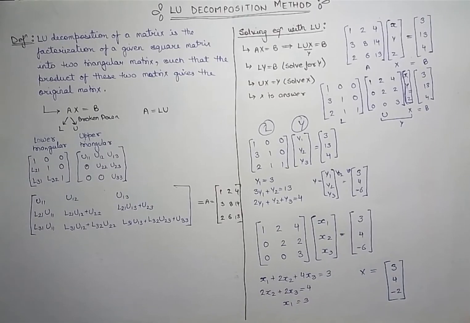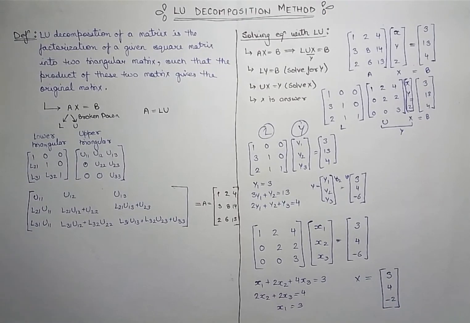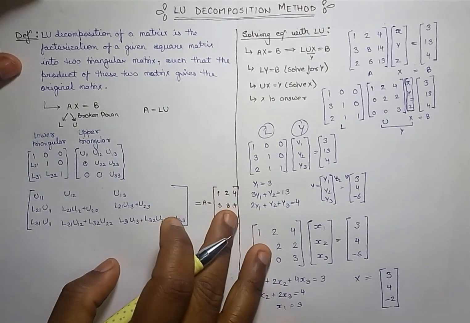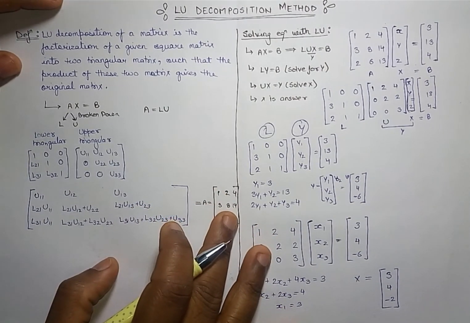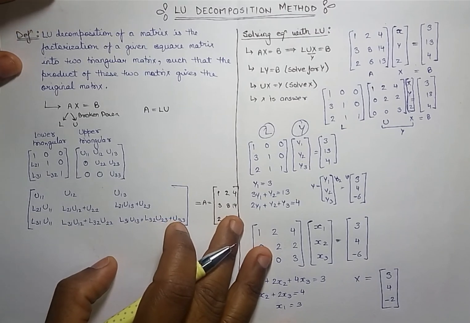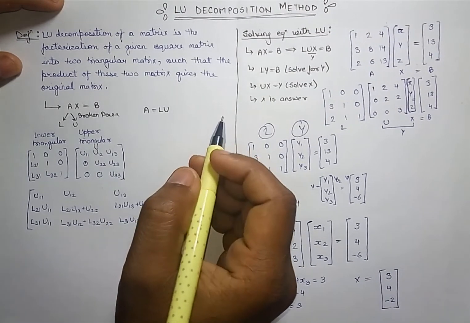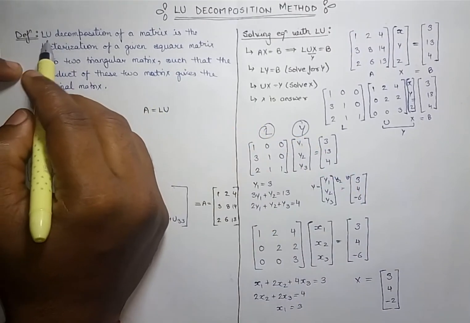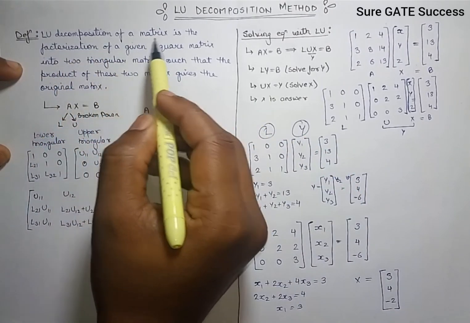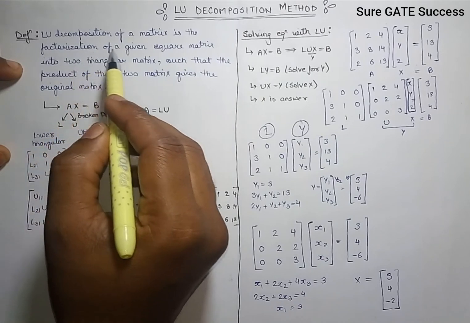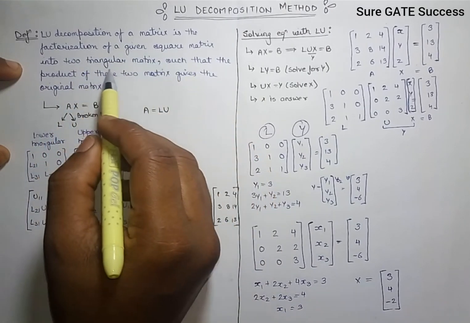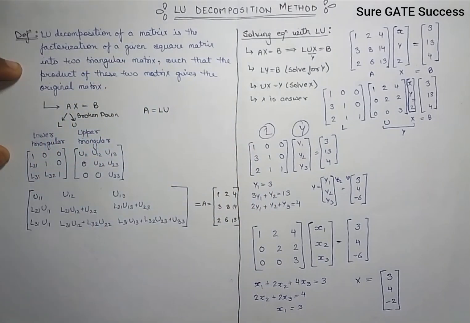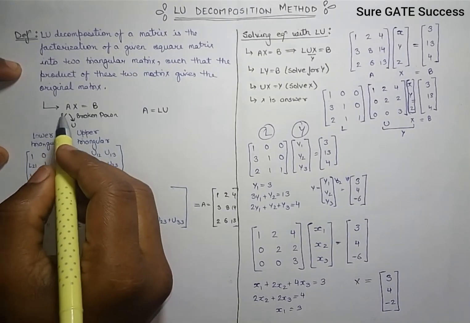Hello friends, in this video we are going to learn about the LU decomposition method. This is another method for solving a system of linear equations. In this method, we factorize a given square matrix. LU decomposition of a matrix is the factorization of a given square matrix into two triangular matrices such that the product of these two matrices gives the original matrix.